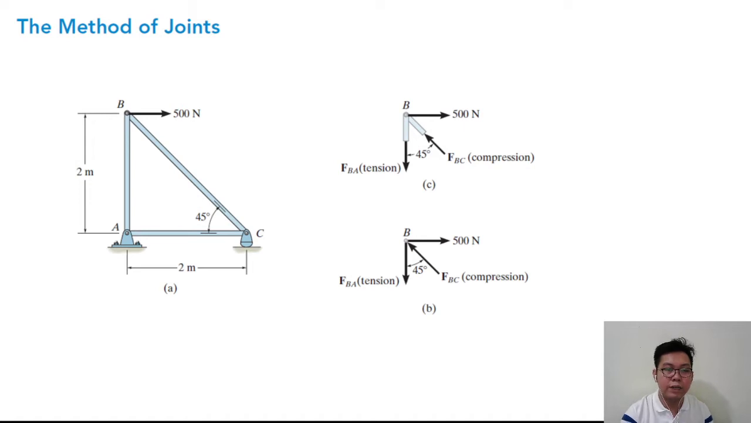Okay? So, after that, pag nag-analyze na kayo and then you get a negative answer, it doesn't mean na mali yung sagot mo. It just means na mali yung assumption mo. And then you assumed tension, therefore it is compression. Okay? So, yan actually yung method of joints. We just need to consider every joint and then use our equilibrium equation.